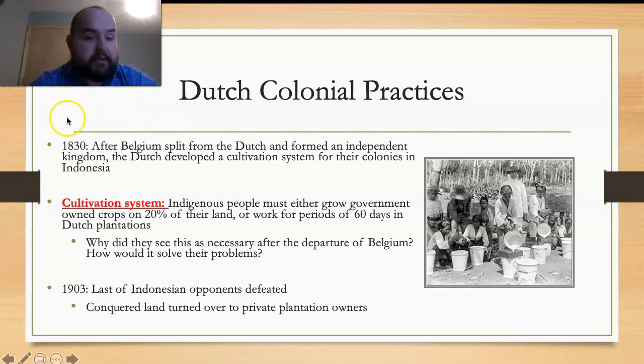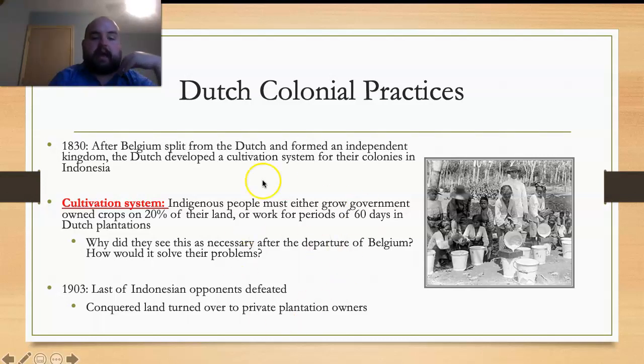But yeah, to answer that question, as you might have guessed, you need to look at what the cultivation system was actually like. In this system, indigenous peoples in the new colonies were essentially given two options. You can grow government-owned crops on 20% of your land, or you can work for various periods of 60 days on Dutch plantations. This was seen as necessary after Belgium was gone because they needed to come up with an intensive way to make up the lost revenue and gain the lost resources.